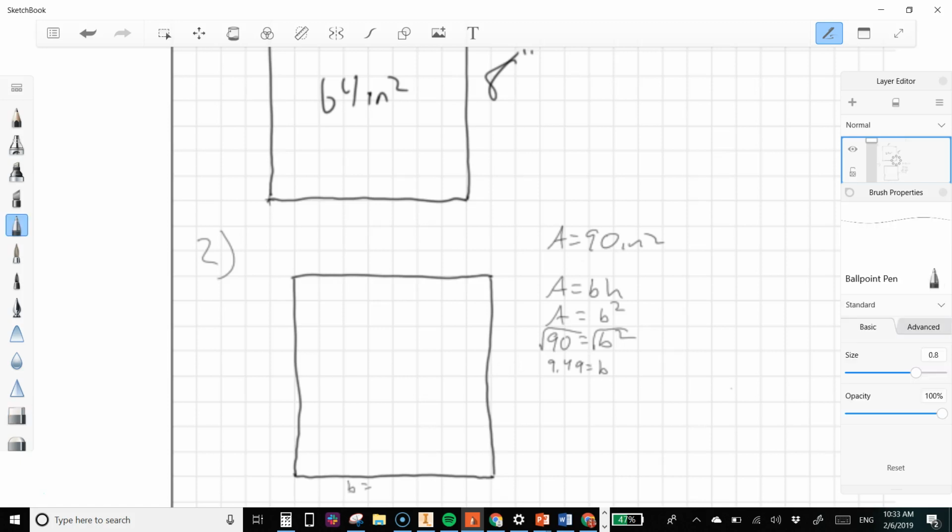Okay, 9.49. So now I can just go ahead and put my dimensions on here. My height equals 9.49 inches. My base equals 9.49 inches, because the base and the height are the same. So then I'm going to say side length equals, so that was the actual question, equals 9.49 inches, and this was A. And that's my answer, and I'm good to go.